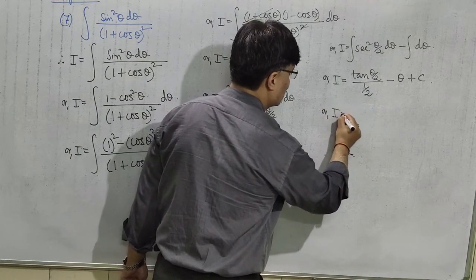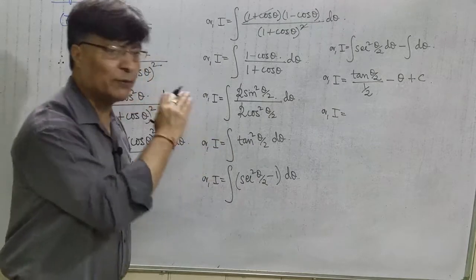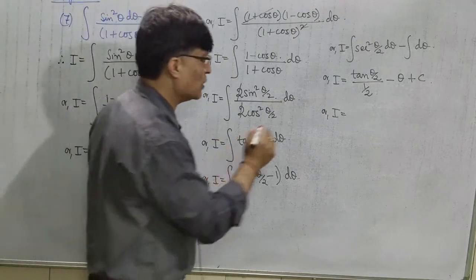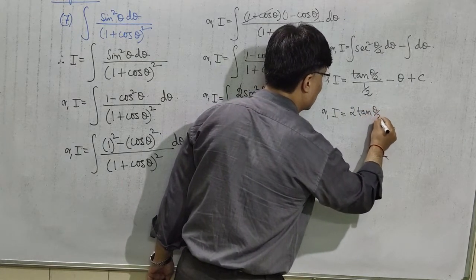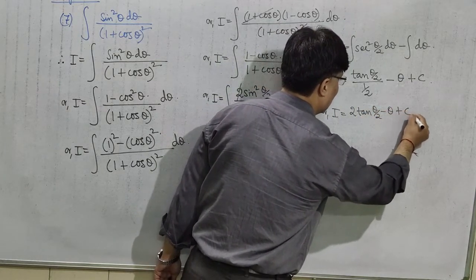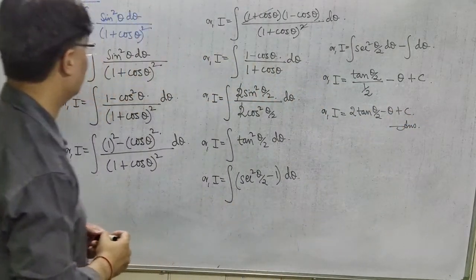Or I is equal to, now when you simplify it, when this half goes up in the numerator, it becomes upside down. So it is 2. 2 goes up in the numerator. So it is 2 tan theta by 2 minus theta plus c. So this is the final answer.